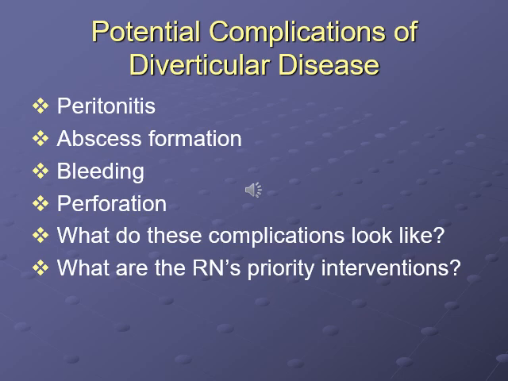Potential complications of diverticular disease. So peritonitis is definitely very serious. This would be typically when we have perforations. So perforation and peritonitis typically go together. Again, with peritonitis, we're looking for signs and symptoms of shock. We're looking for that heart rate that's climbing. Blood pressure is going to be dropping. Temp's going to be going up. Respiratory rate's going to be going up.